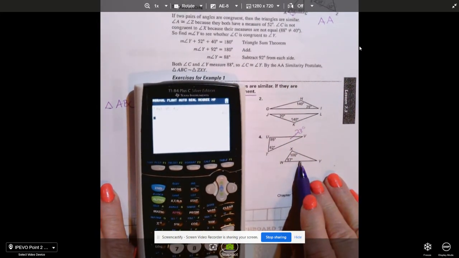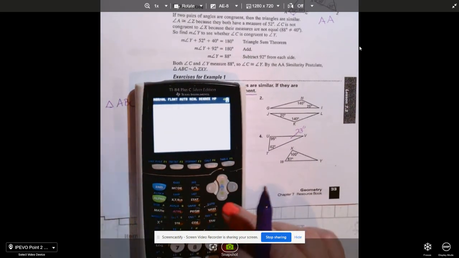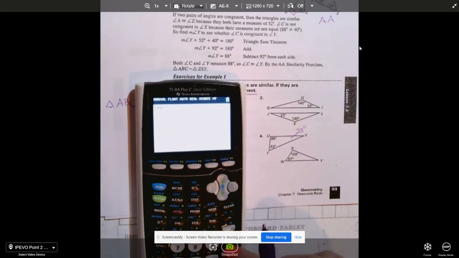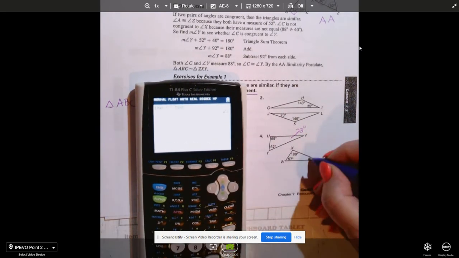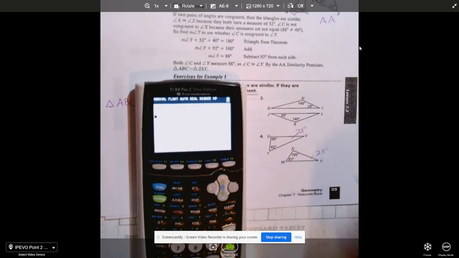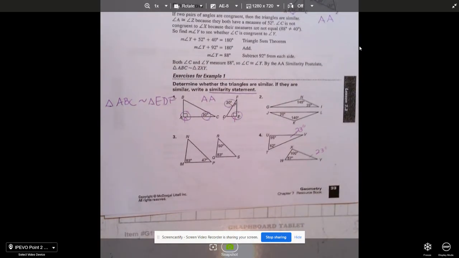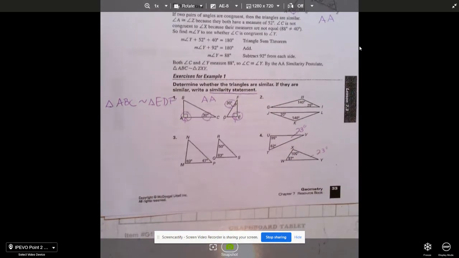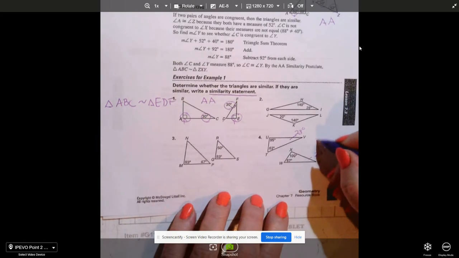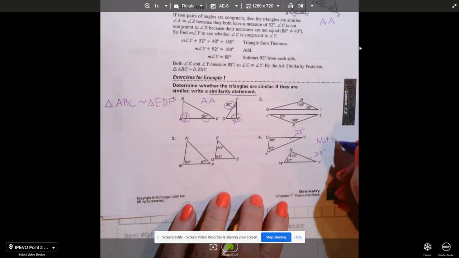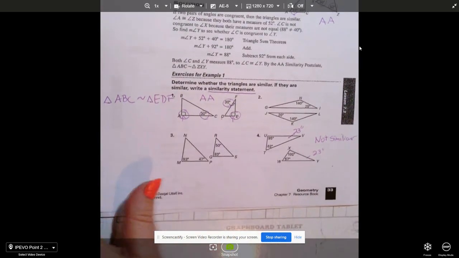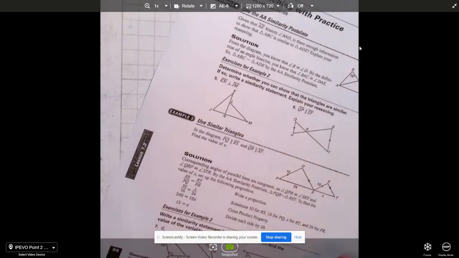And I can do the same thing for this triangle. I can say 180 minus 57 minus 100, and I find out that this angle is also 23 degrees. But it's not enough to have only one angle that's congruent. You have to have at least two, so these are not similar. All right, let's take a look at the next page.